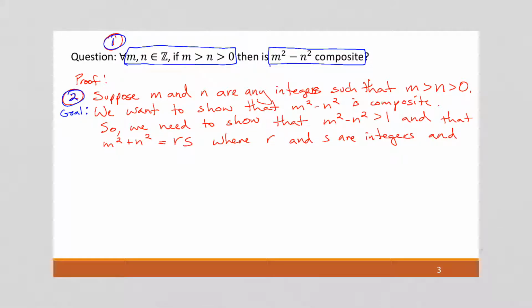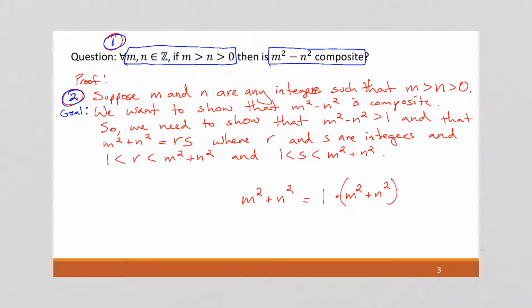and that r is between 1 and our total, and that s is between 1 and our total. Right? Because every number is always going to have two factors, 1 times itself. So to show that it's composite, we need to show that there are additional factors in between those values.